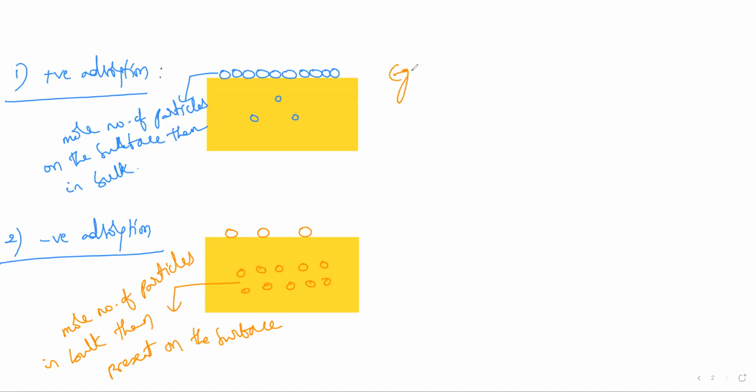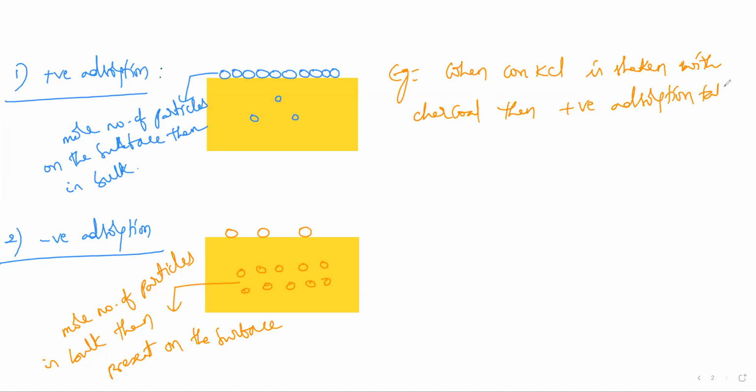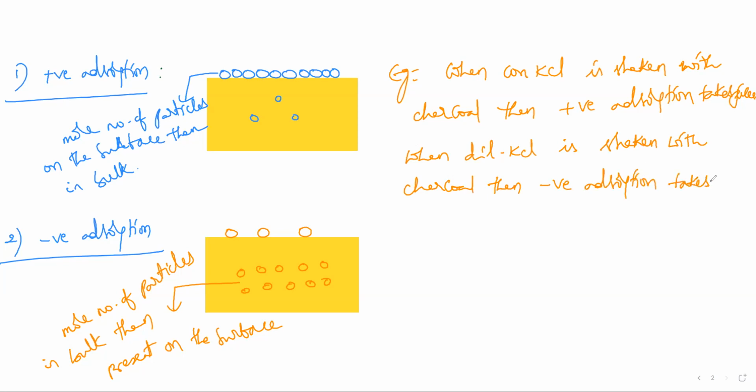For this, example is when concentrated KCl is shaken with charcoal, then positive adsorption takes place. Whereas when dilute KCl is shaken with charcoal, then negative adsorption takes place. So this is about positive adsorption, negative adsorption.